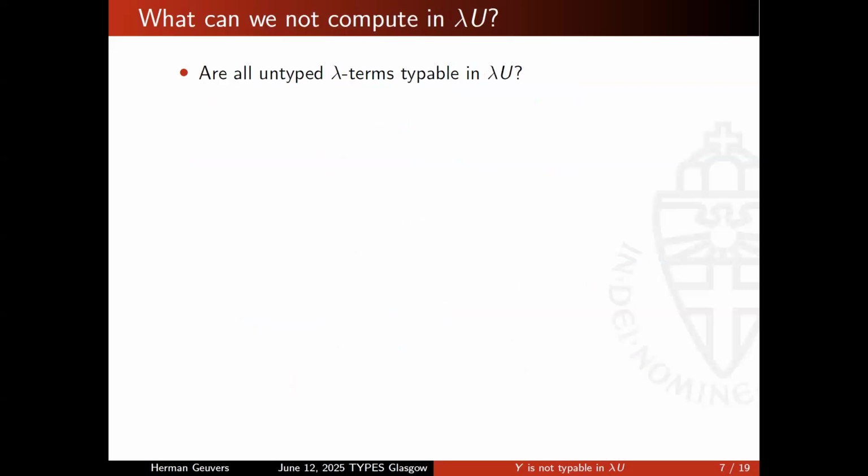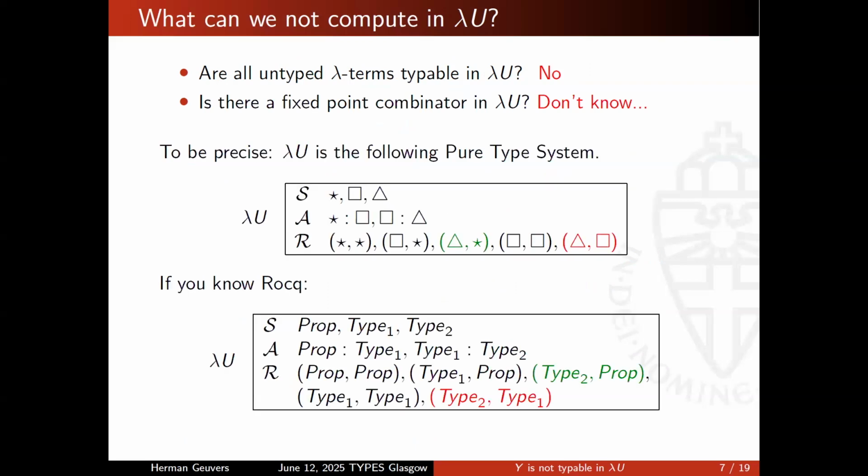You may wonder, are all untyped lambda terms typable in lambda U? The answer is no. Is there a fixed point combinator in lambda U? Don't know. That's one of the open questions. Right, let me say something about lambda U.